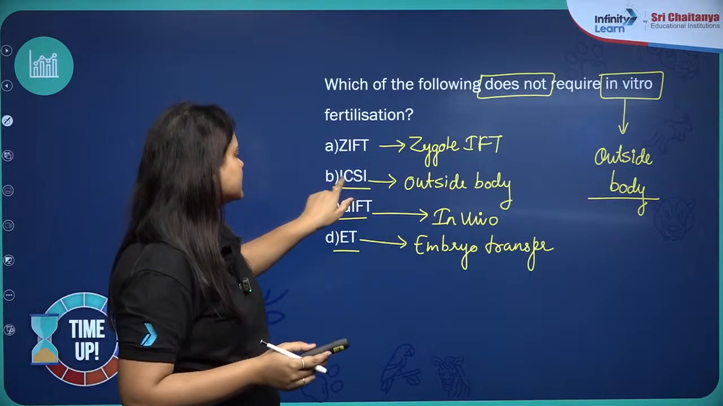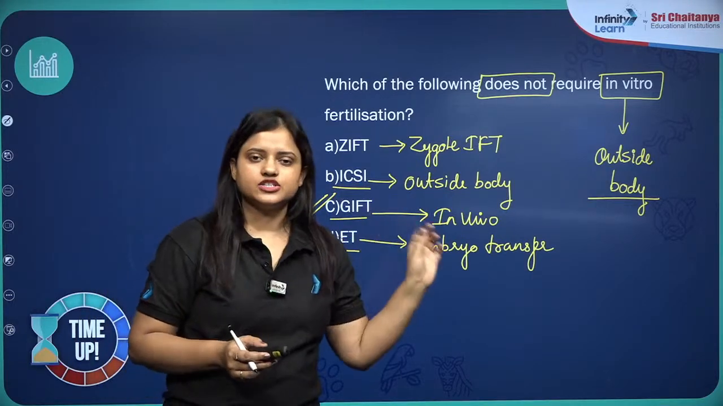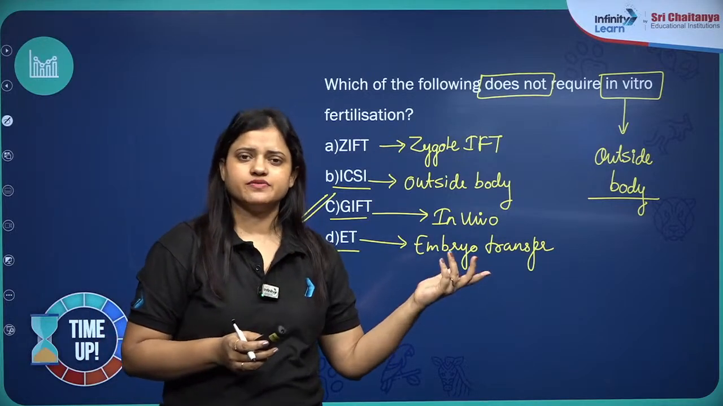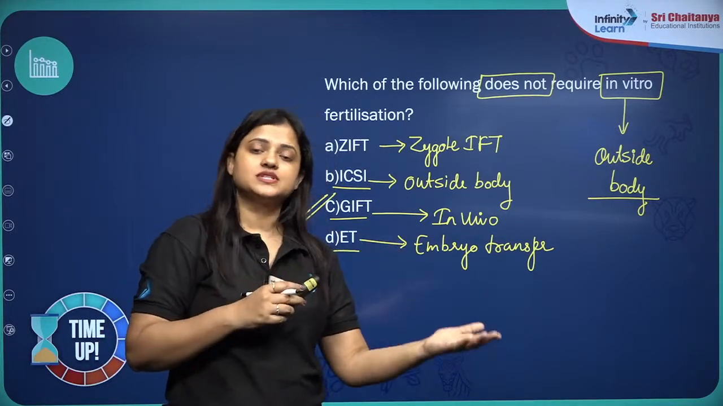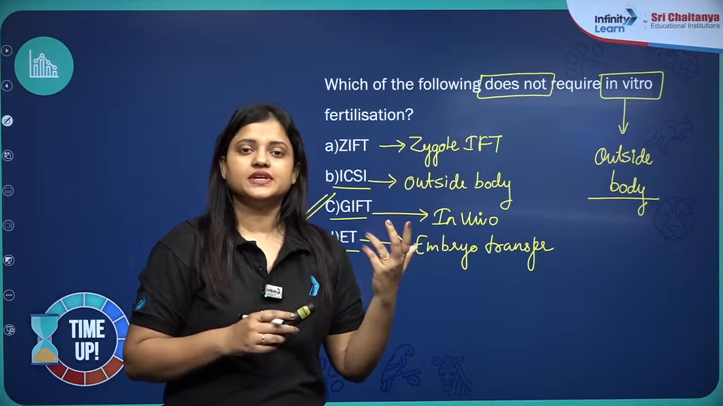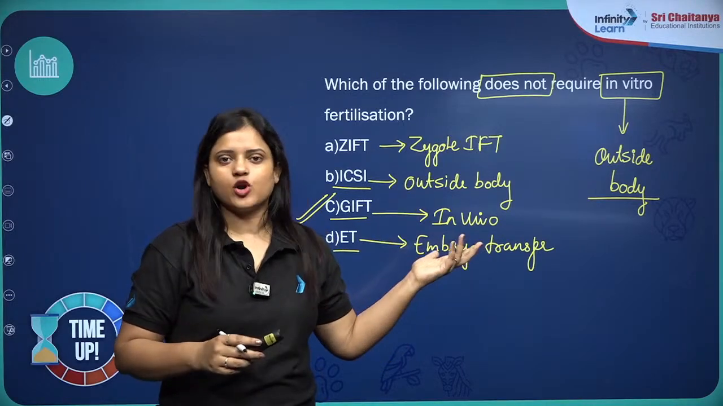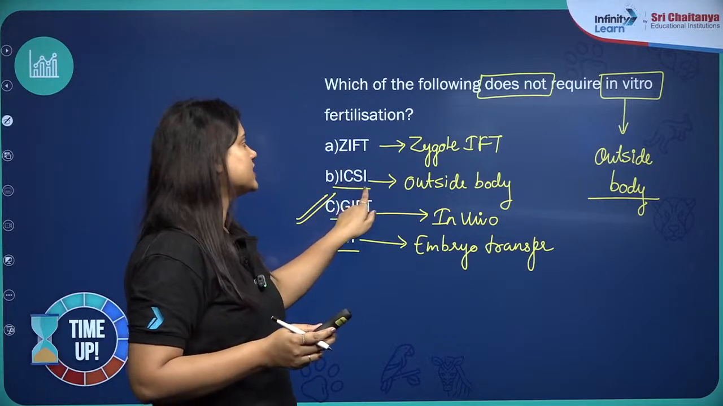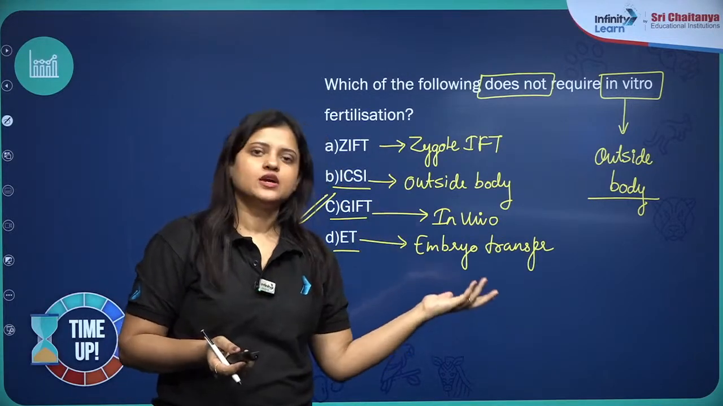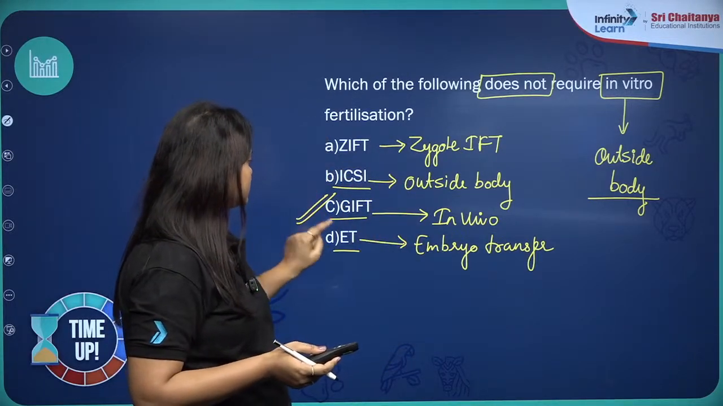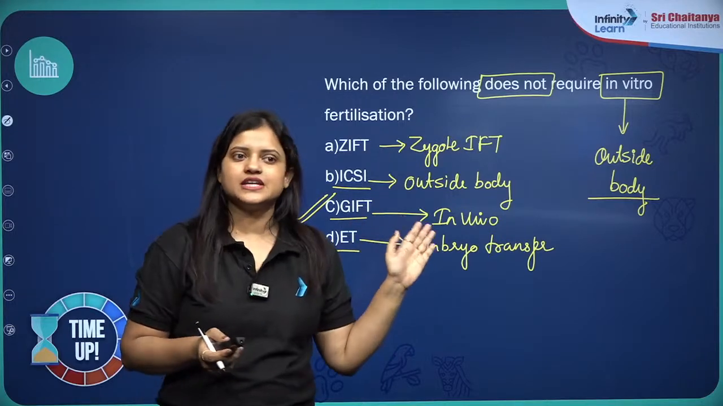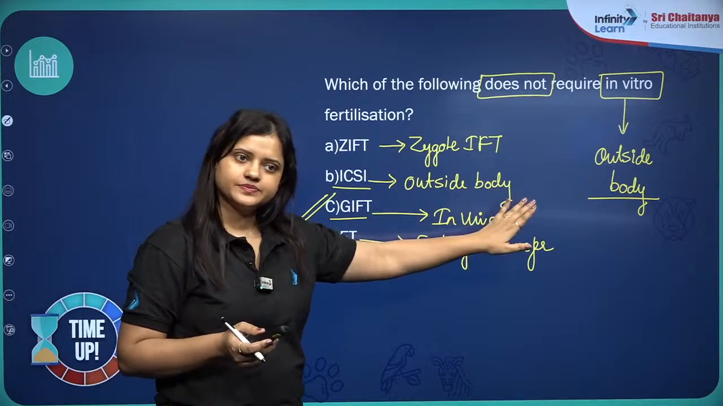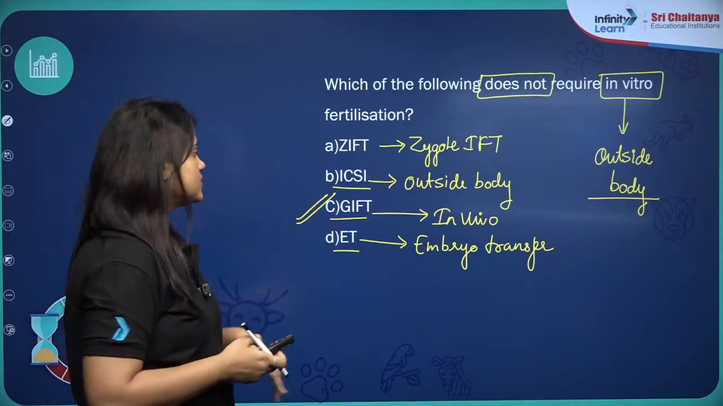Okay. Now what is ICSI? ICSI is intracytoplasmic sperm injection. So with the help of nanotechnology, we can inject sperm directly into the cytoplasm of the egg. But this will be done only in the lab. This cannot be done naturally inside the body. So what kind of fertilization will this be called? In vitro only. So this is in vitro, this is in vitro, this is in vitro. But GIFT is in vivo fertilization. Got it now? Yes, so it is C.